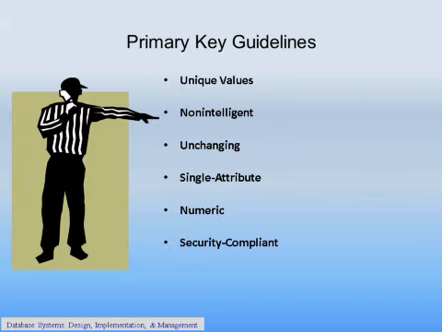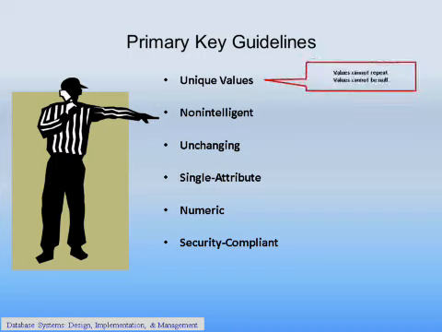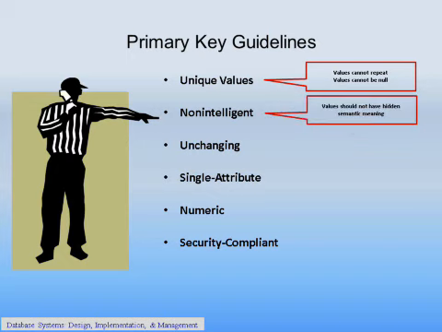So what are some of the basic guidelines for primary keys? Unique values. It is important for a primary key to have unique values in order to uniquely identify each entity instance. It cannot contain nulls. Non-intelligent. A primary key should also be non-intelligent. This means that it should have no embedded semantic meaning other than to uniquely identify each entity instance.